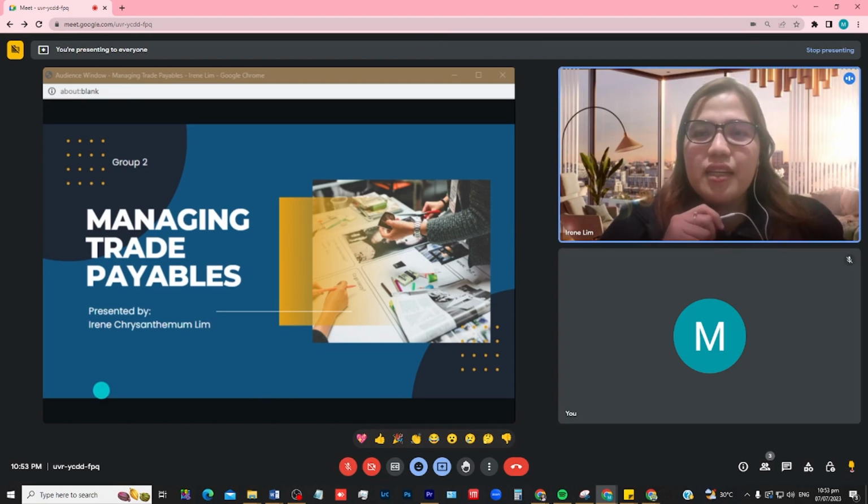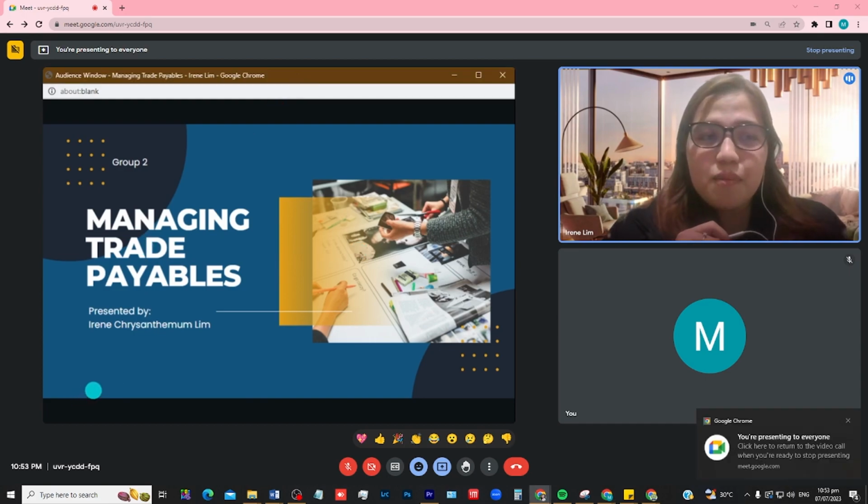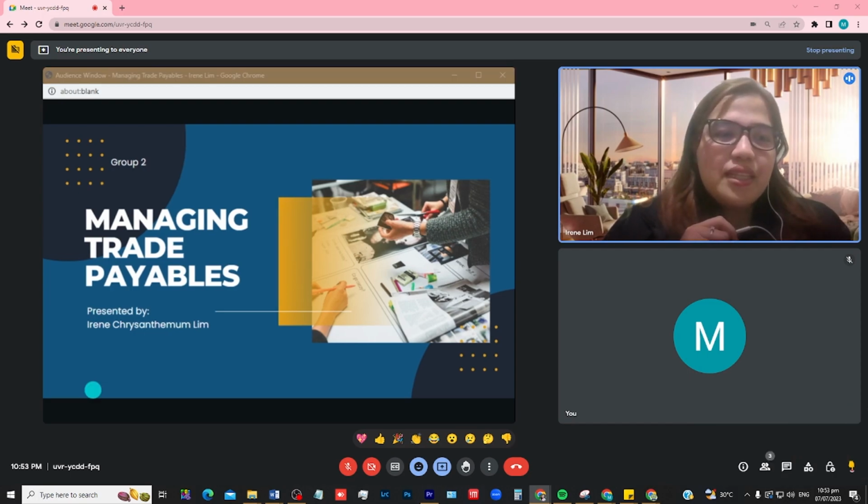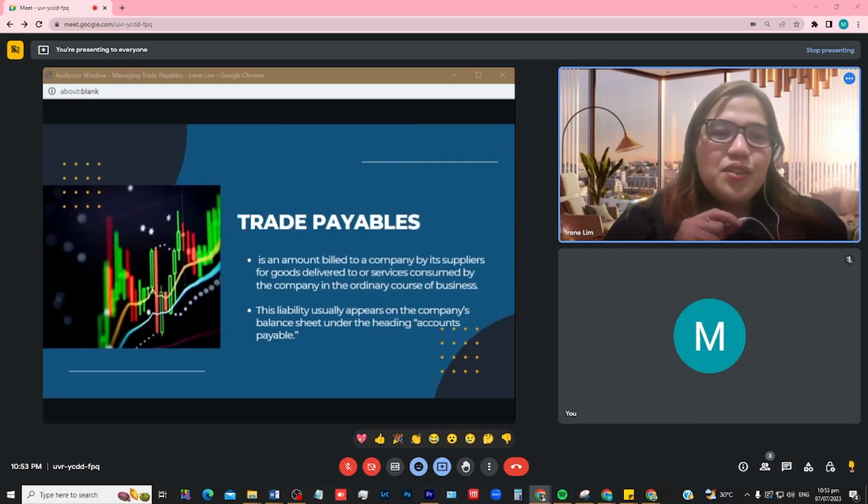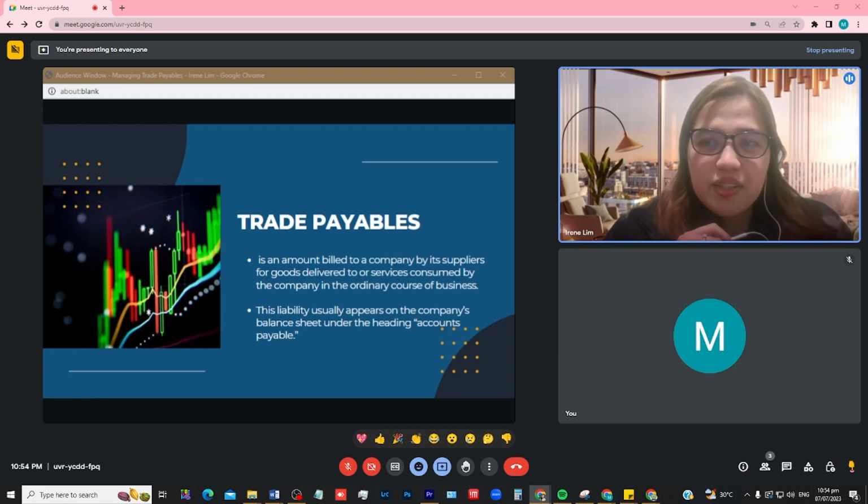Managing trade payables. One of the factors that need to be considered in working capital management is the trade payables or accounts payable. Next slide po, please. So what is trade payables? Trade payables is defined as an amount billed to a company by its suppliers for goods delivered to or services consumed by the company in the ordinary course of business.